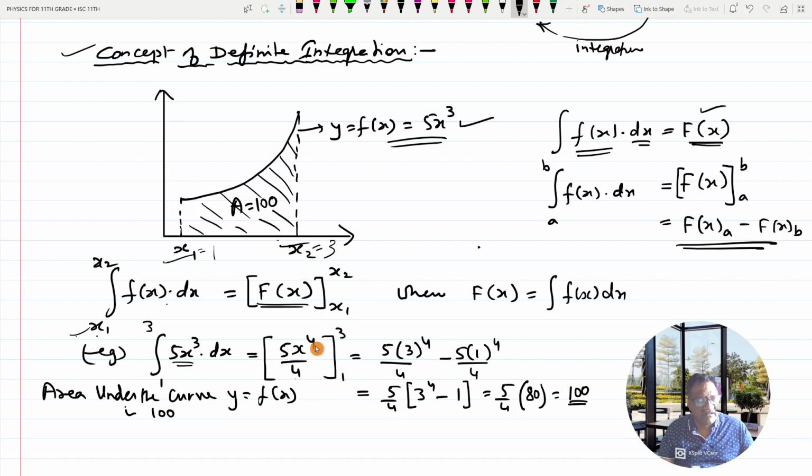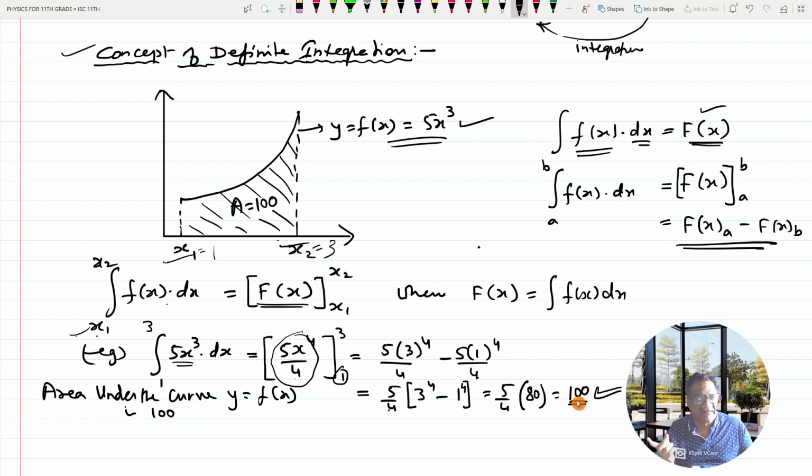Now what I'll do in this function, first I'll put the value for x as 3. So 5 into 3 raised to 4 upon 4. Then I'll put a minus sign and I'll again take this 1 and plug it in x. So it will be 5 into 1 raised to 4 upon 4. Now if you calculate, 5 by 4 is common out, and 3 raised to 4 minus 1 raised to 4 is inside the bracket. This will give me 5 upon 4 times 80, which is equal to 100. So this is the definite integration value, which I got as 100.